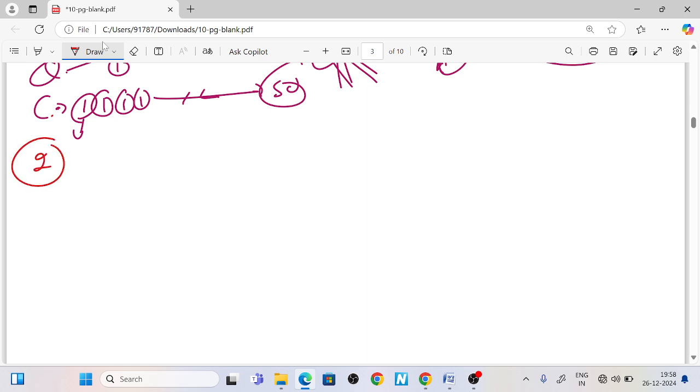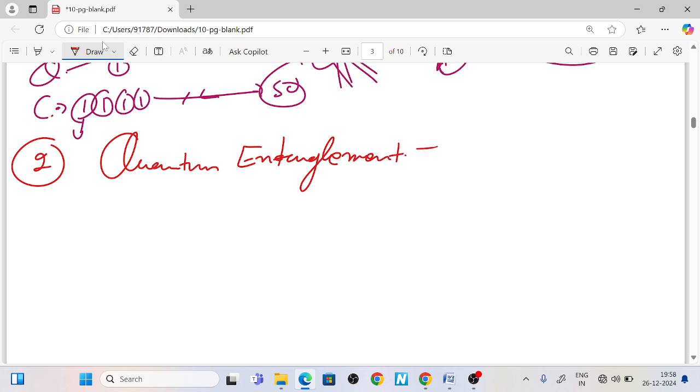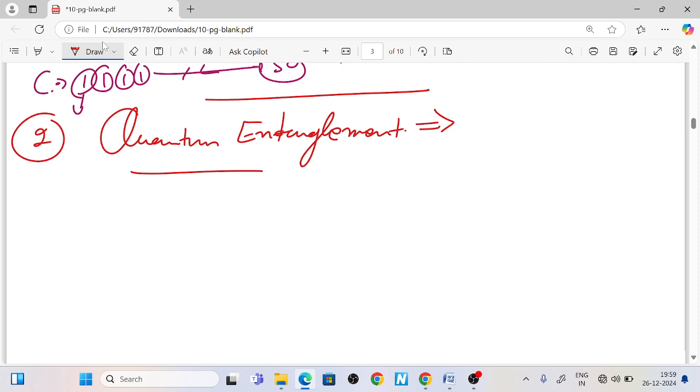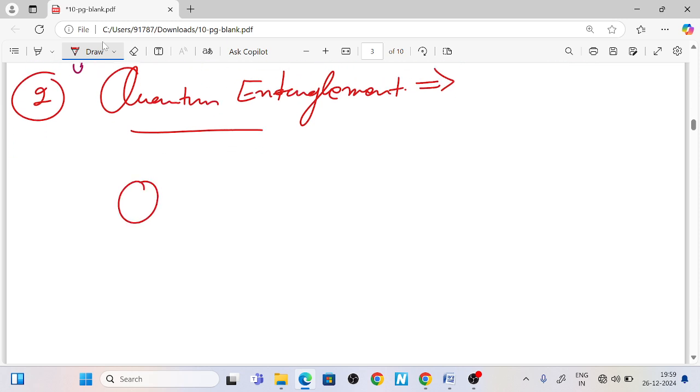Now let's talk about the second fundamental principle of quantum computing, that is quantum entanglement. Okay, quantum entanglement. See, it means that here is one thing, and here is another thing, and in this world there are always two things intrinsically connected with each other, okay.